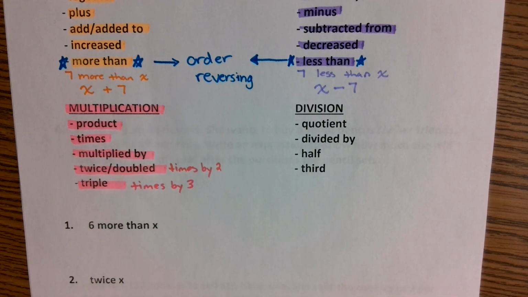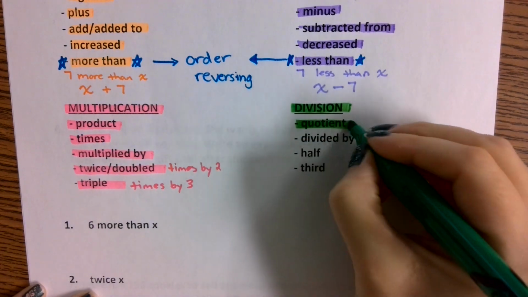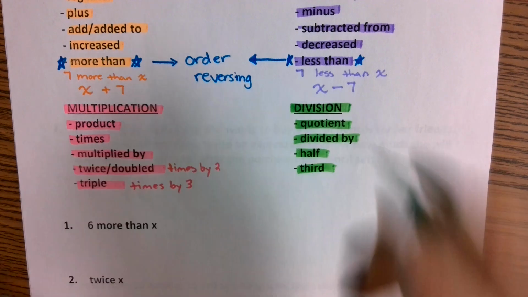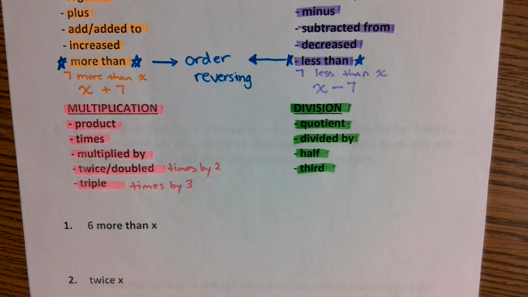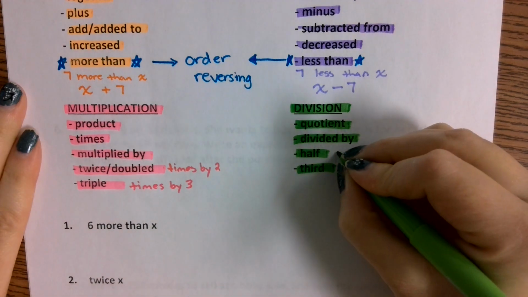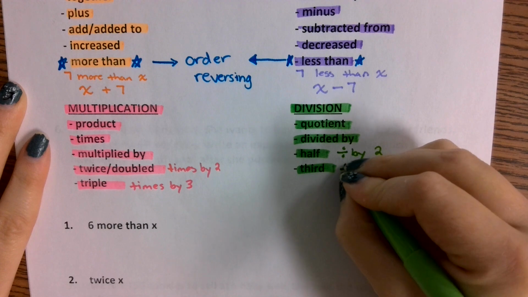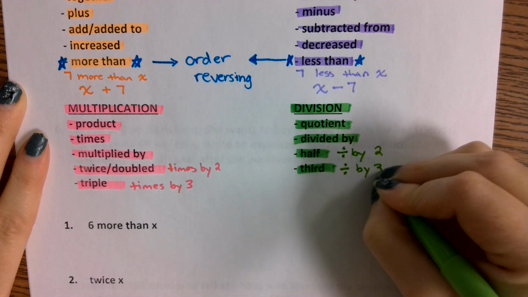Okay, then we've got division. Division, you've got words like quotient, divided by, taking half, taking a third, taking a fourth, a fifth, a sixth, whatever you want to call it. When you take half of something, that means you're going to be dividing by 2. A third of something, you're going to divide it by 3.